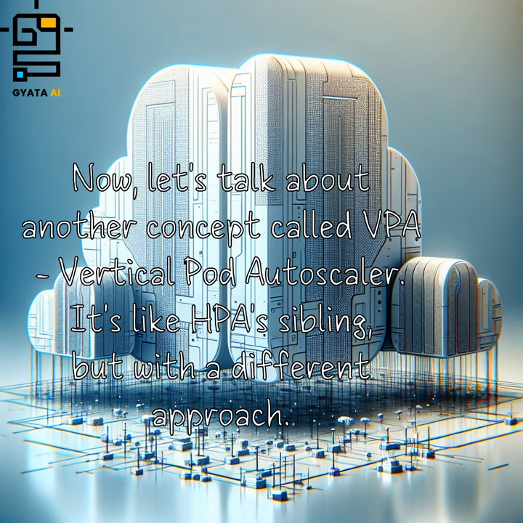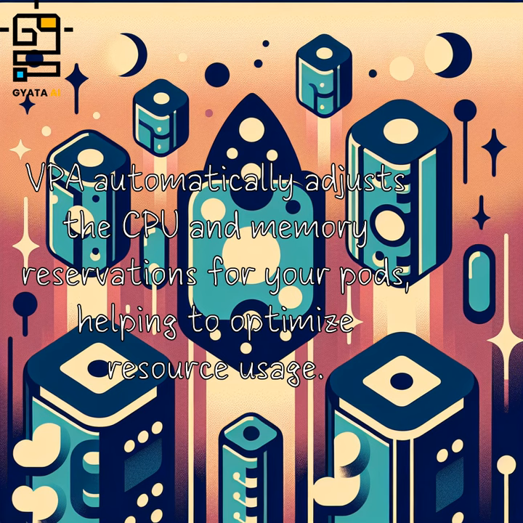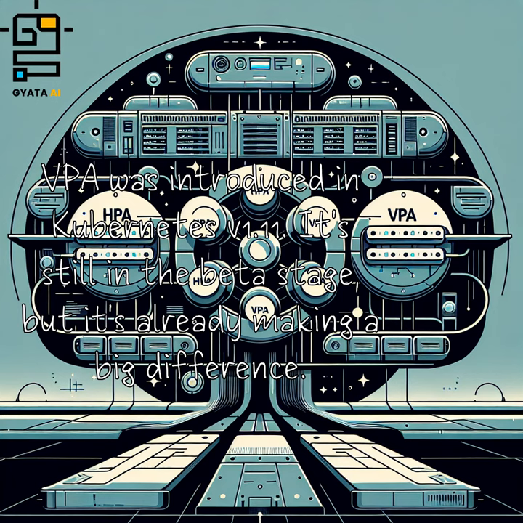Now let's talk about another concept called VPA, Vertical Pod Autoscaler. It's like HPA's sibling, but with a different approach. VPA automatically adjusts the CPU and memory reservations for your pods, helping to optimize resource usage. VPA was introduced in Kubernetes v1.11. It's still in the beta stage, but it's already making a big difference.